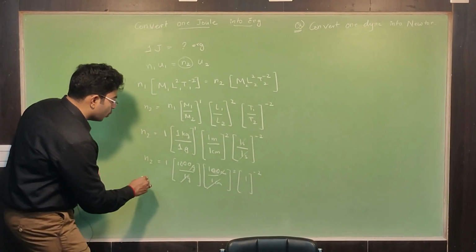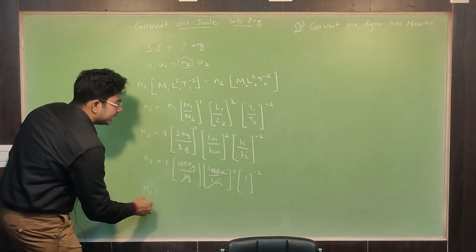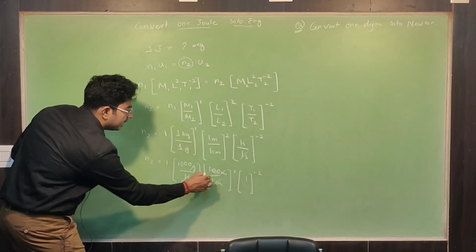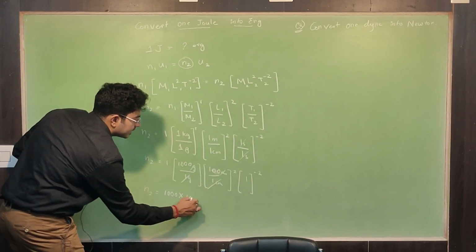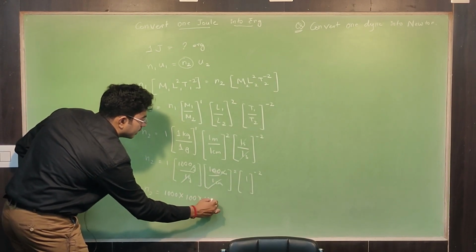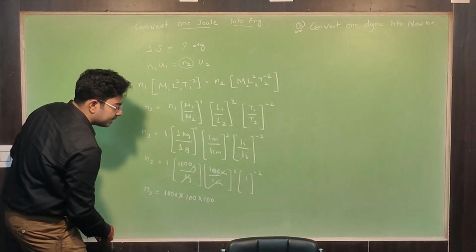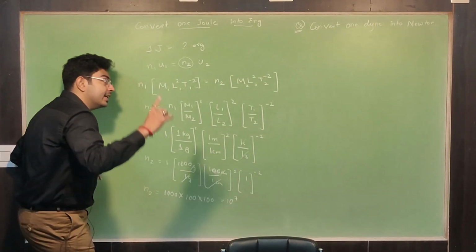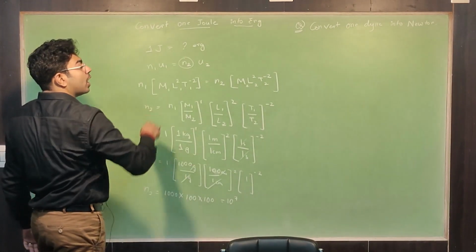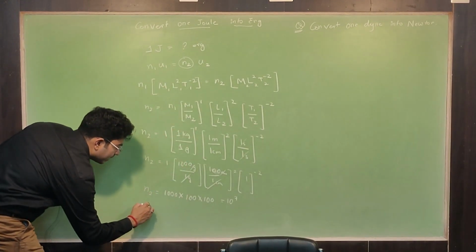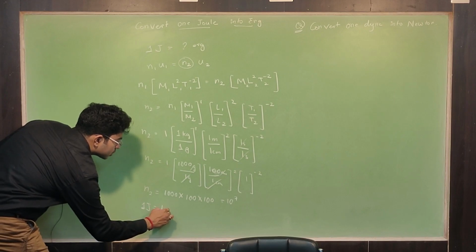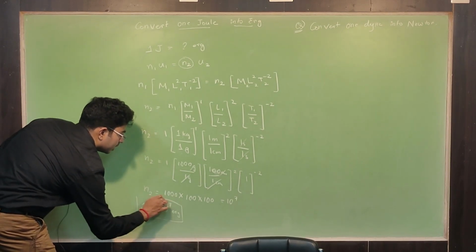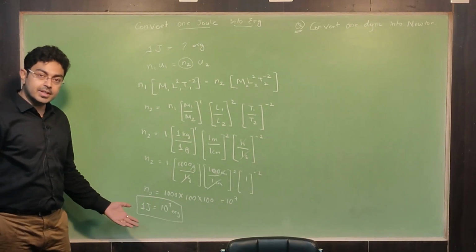So now, what is the value of N2 then? N2 is equal to 1000 multiplied by 100 squared, that is 100 into 100. So how many zeros am I getting? That is equal to 10 to the power 7. Thus, 1 joule is equal to how many ergs? So ultimately we can write 1 joule is equal to 10 to the power 7 ergs. Is it clear? Any doubt?